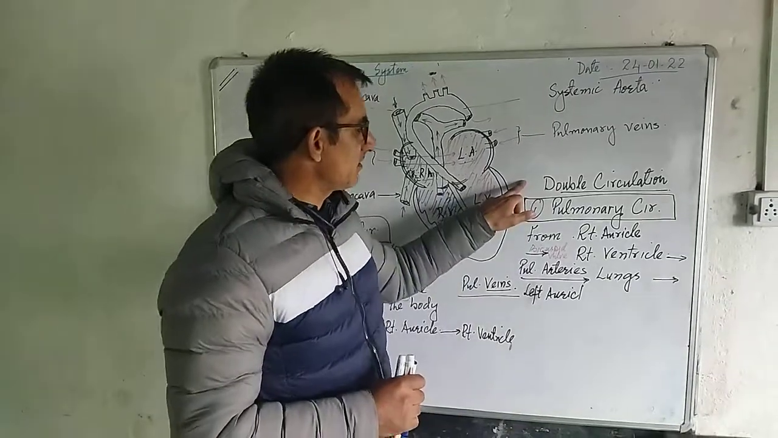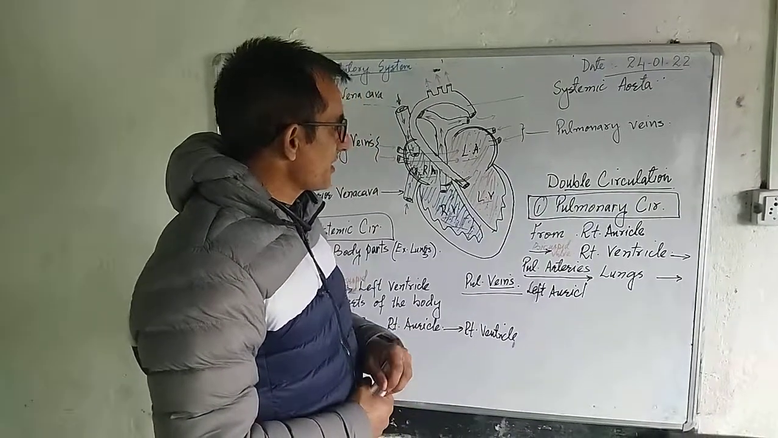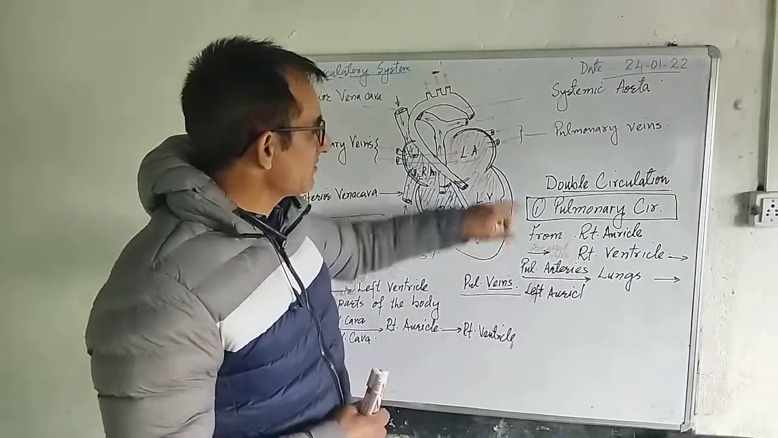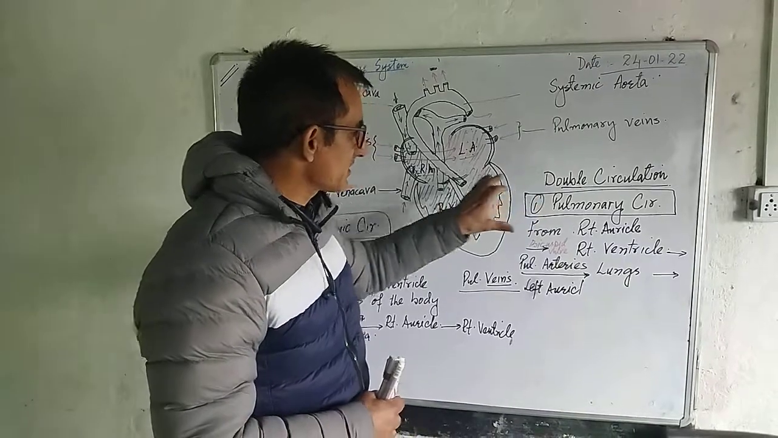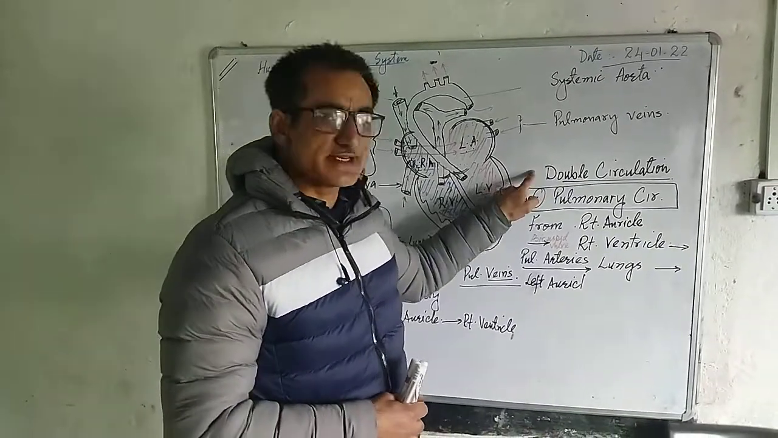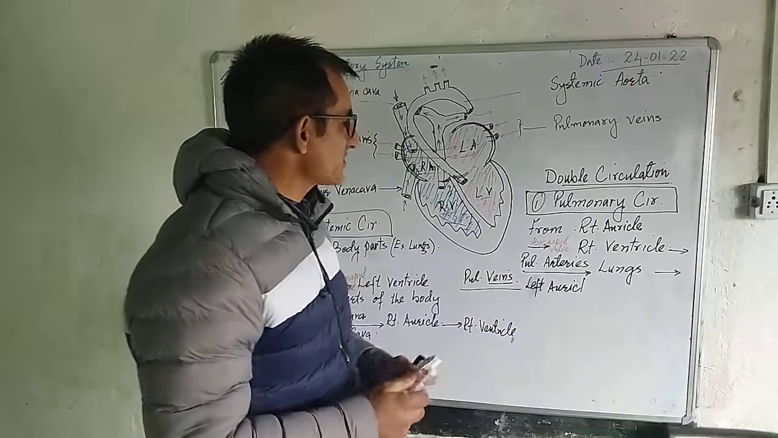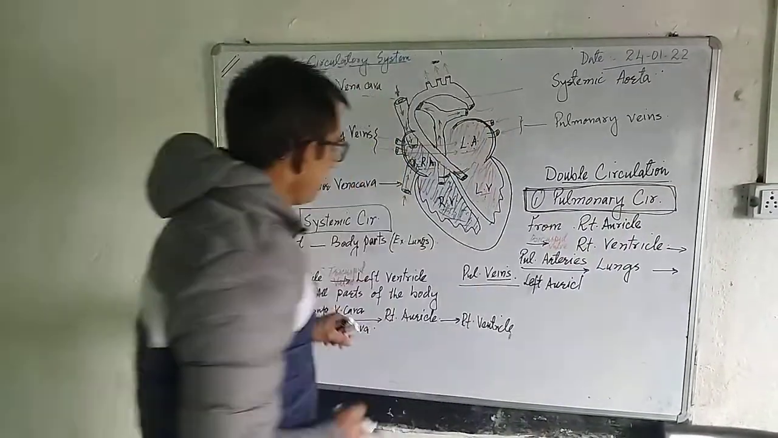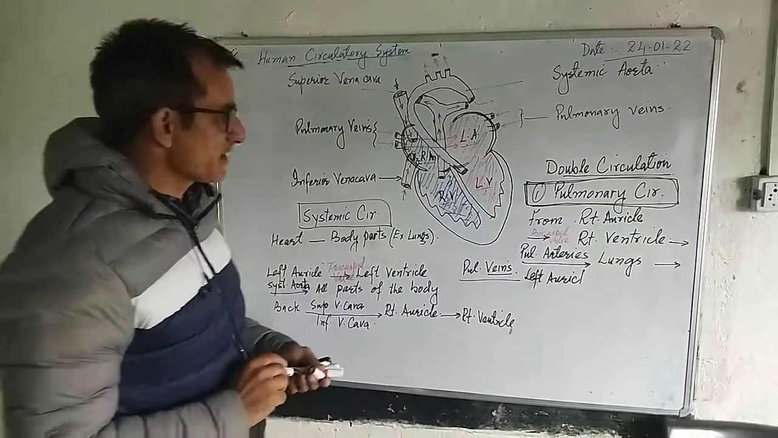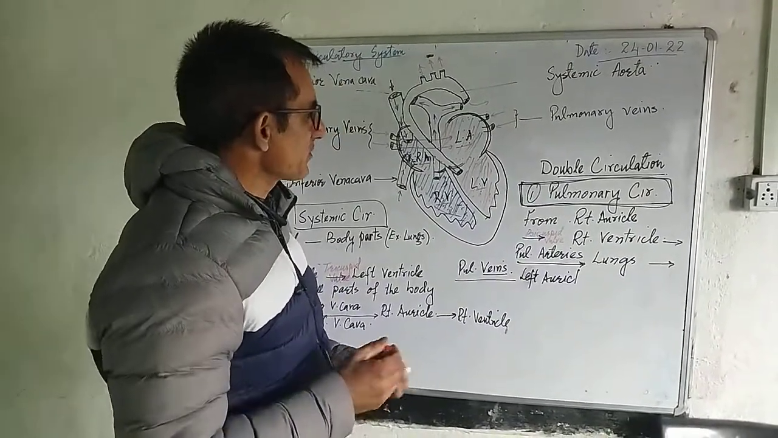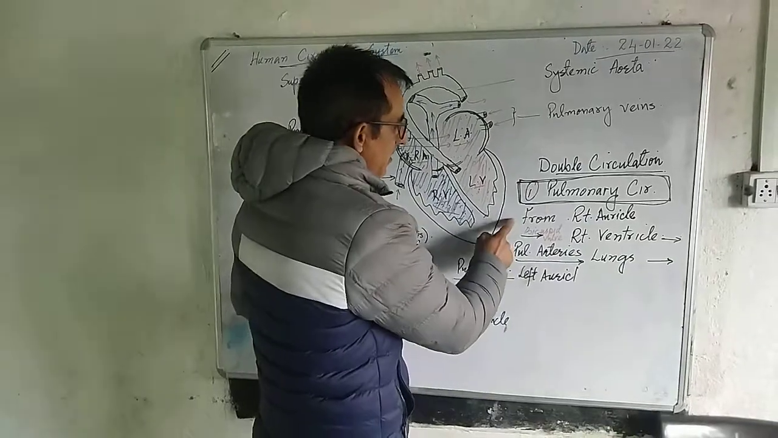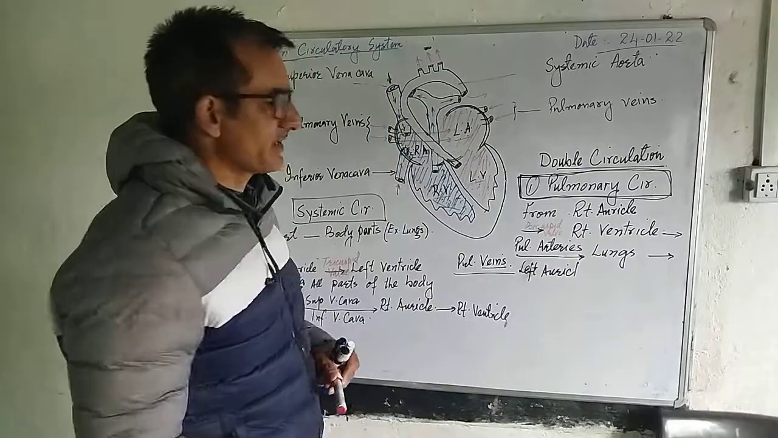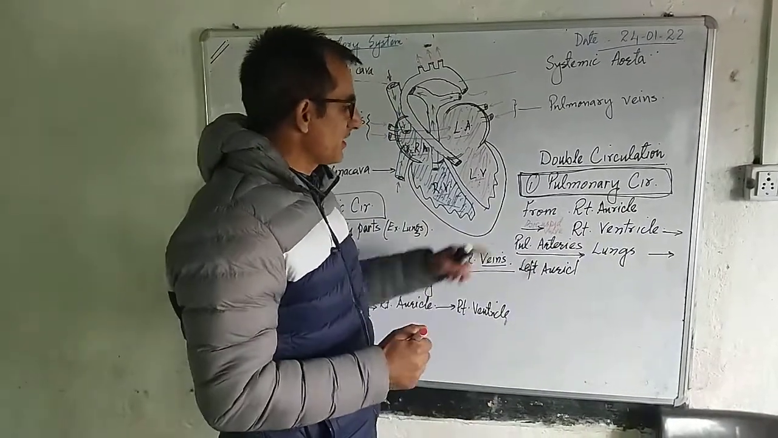But when we take up the topic of human circulation, or the flow of blood through the heart, we find that there are two kinds of circulation, which is called double circulation in the human heart. First of all, there is a type of circulation called pulmonary circulation, and another type called systemic circulation. In pulmonary circulation, blood goes from the heart to the lungs only and back, from the lungs to the heart.